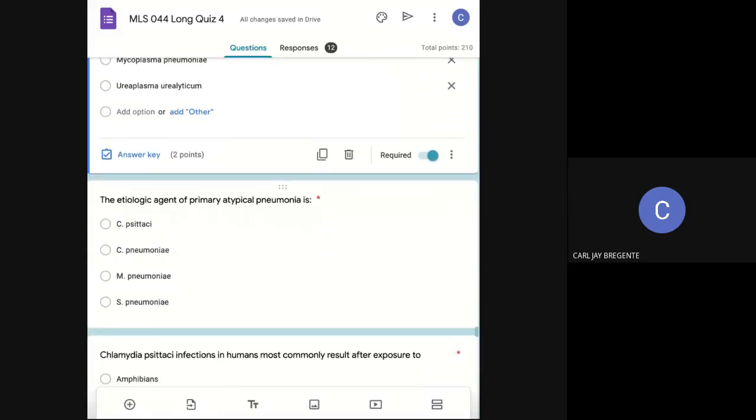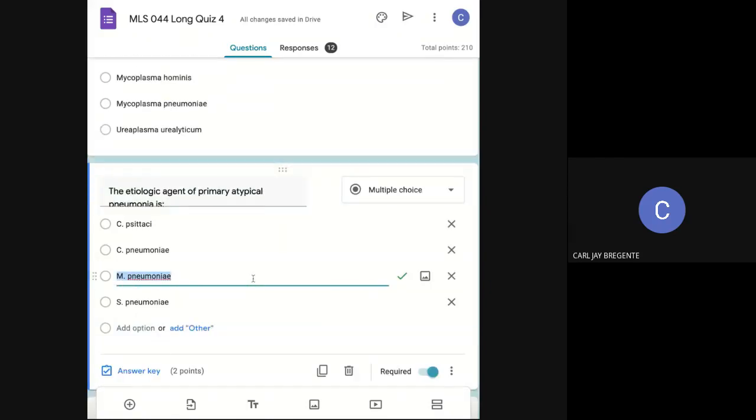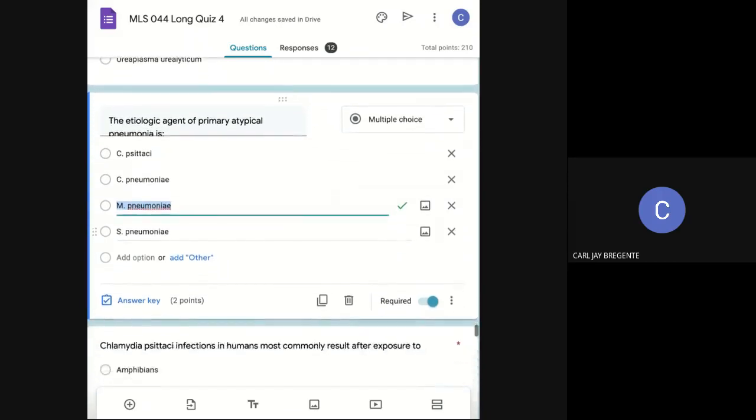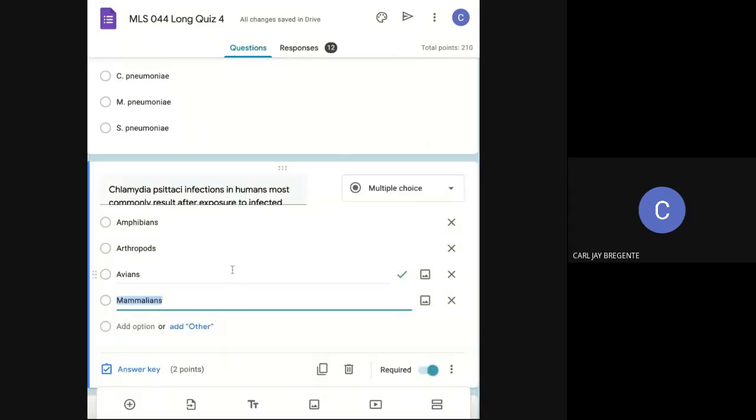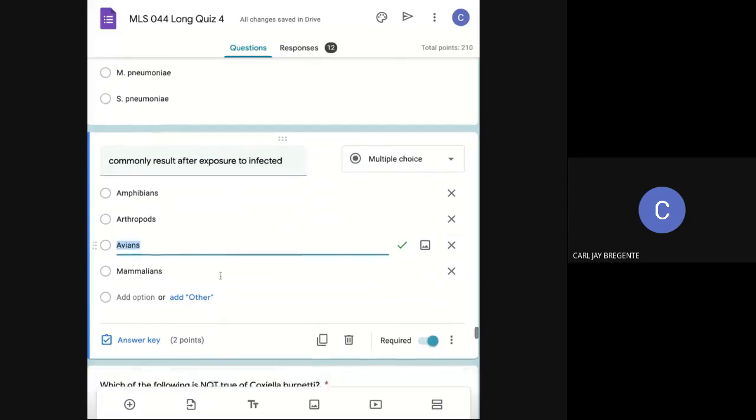The etiologic agent of primary atypical pneumonia is Mycoplasma pneumoniae. Chlamydia psittaci is definitely not associated with atypical pneumonia, and neither is Chlamydia pneumoniae. Streptococcus pneumoniae is definitely not an atypical type of pneumonia. Chlamydia psittaci in humans most commonly results from exposure to avians. You acquire it after exposure to birds, a psittacosis infection.